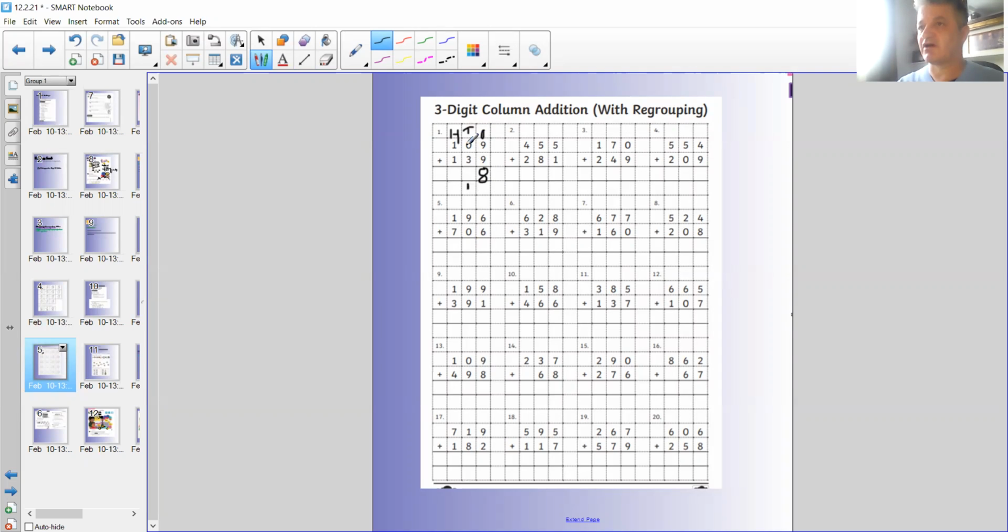So now what have I got? I've got 0 tens, add 3 tens. Add another 10. 3 tens add 1 10 is 4 tens. So I've done the units, I've done my tens, and now I look at the hundreds column. 100 add 100 is 200. So I end up with 248.